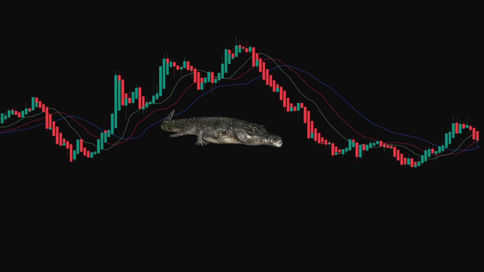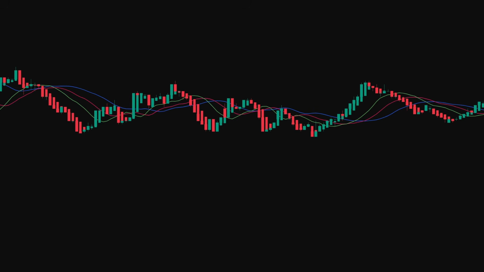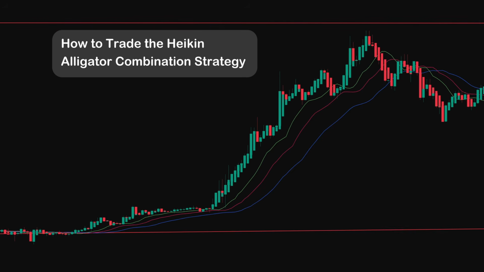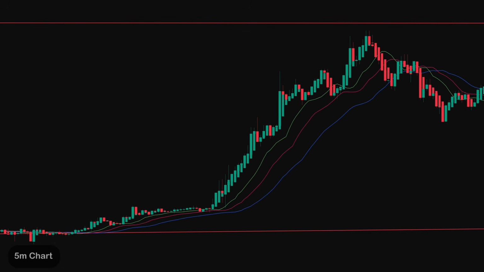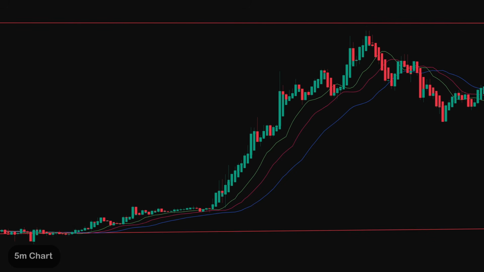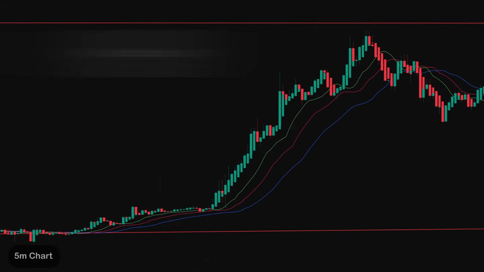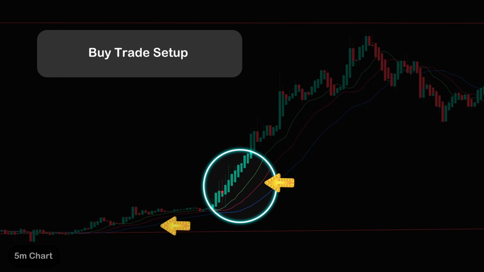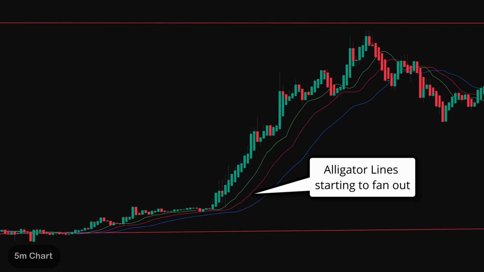Williams Alligator is a clever series of displaced moving averages which are excellent at helping us confirm if a market is sleeping or trending. Here's how you trade the Heikin Ashi Alligator combination. First, know where your key levels of support and resistance are, which you identified earlier. Use Heikin Ashi to see the trend. Then for a long trade, you want to see two good bullish reversal bars, and the Williams Alligator green line needs to have crossed above the red and blue, and the alligator lines are starting to fan out, and that would signal to enter a buy trade.